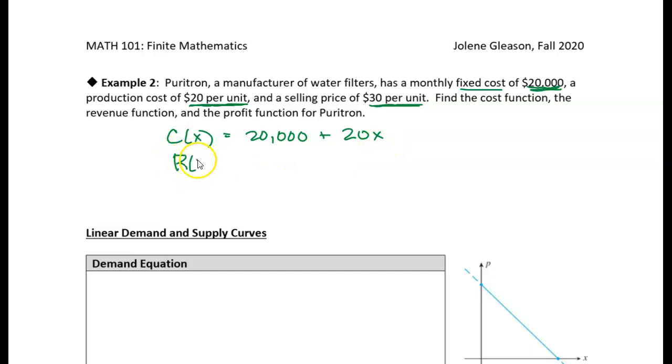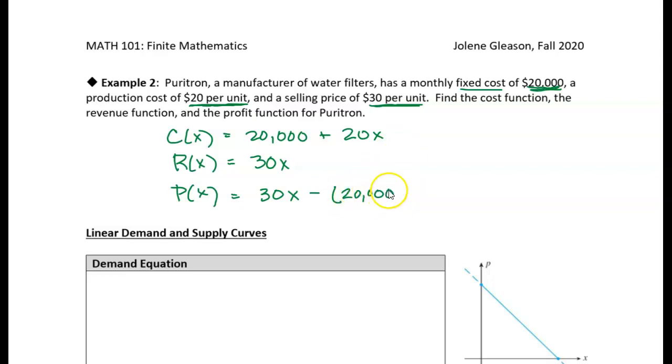Our revenue function, our revenue is just how much money we're taking in. And we only make money if we sell units. So we sell these water filters, and each one brings in $30. So 30 times the number of units will give us a total revenue that we're bringing in from selling these water filters. So then our profit is just the difference between those two. We take our revenue, 30x, and subtract the cost. But I have to subtract the whole cost, so I have to put parentheses around it.